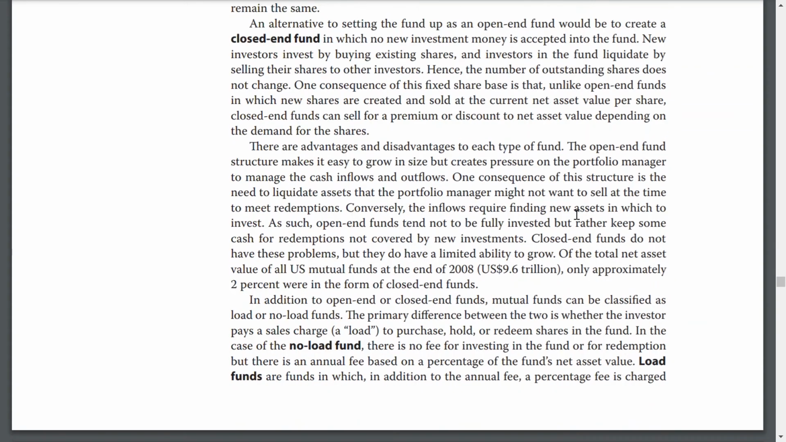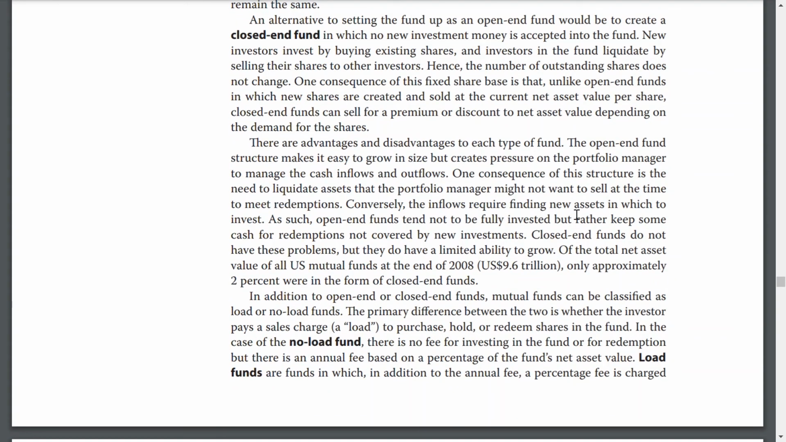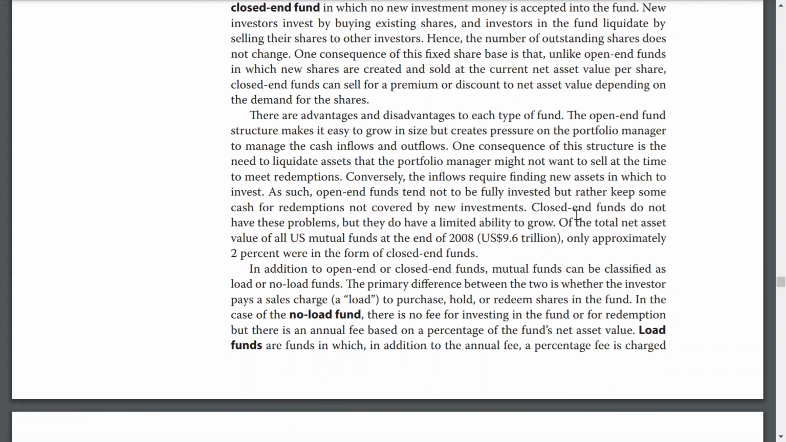There are advantages and disadvantages to each type of fund. The open-end fund structure is easy to grow in size, but creates pressure on the portfolio managers to manage cash inflows and outflows. One consequence of the structure is the need to liquidate assets, and portfolio managers may not want to sell at the time to meet redemptions. Conversely, the inflows require finding new assets in which to invest. As such, open-end funds tend not to be fully invested, but rather keep some cash for redemptions not covered by new investments. Closed-end funds do not have this problem, but they do have a limited ability to grow.